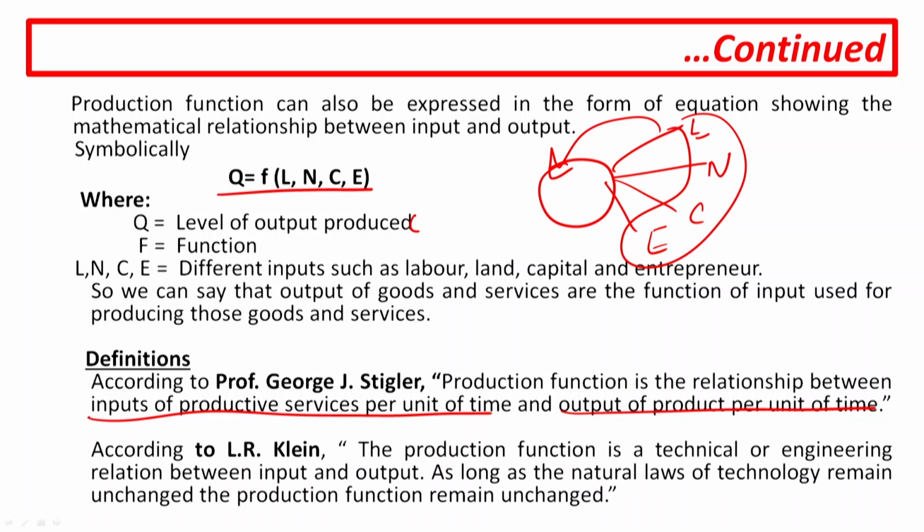So, production function basically denotes the relationship between the input and the output. It is basically a quantitative phenomenon expressing in exact figures and numbers how much input you are going to apply for producing a given level of output.